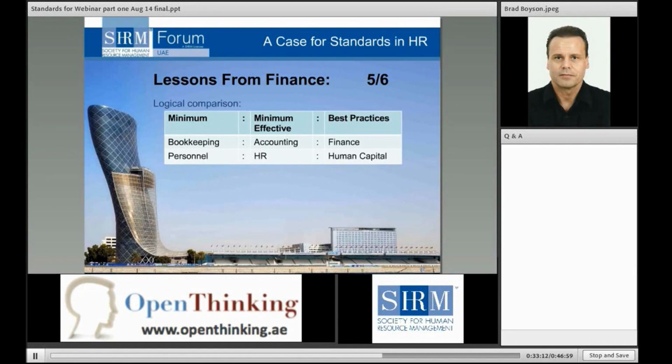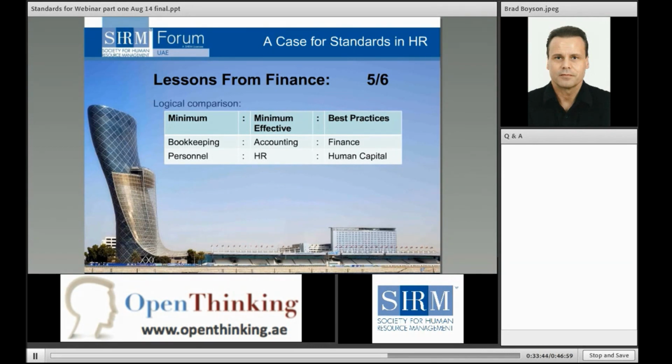Personnel, the minimum, the administrative aspects of human resources, today or in the past. The minimum effective practices. If you're going to be doing HR, what types of things do you need to be doing to be considered minimally effective? That is very different than saying what is the minimum. Minimum is required. Minimum is legally required or procedurally required. Minimum effective is where you start to add value.